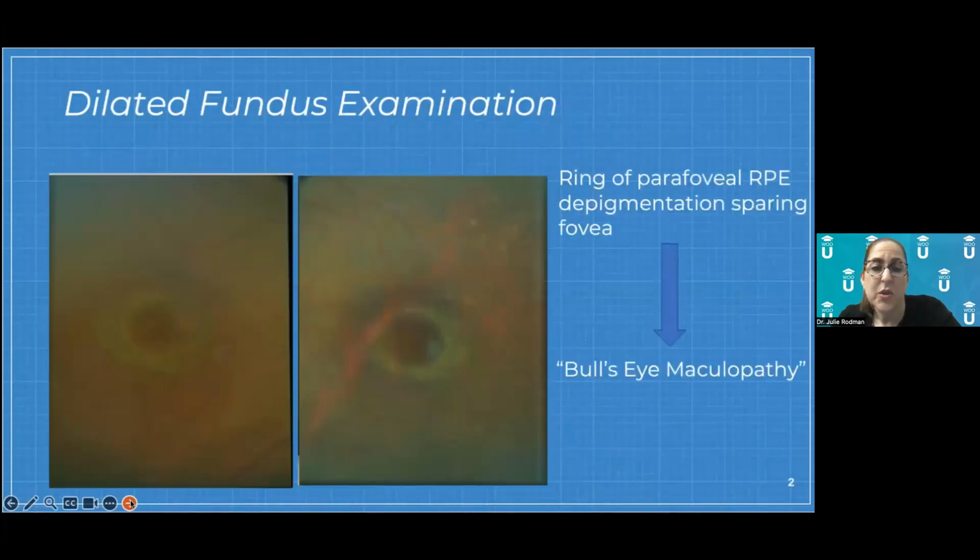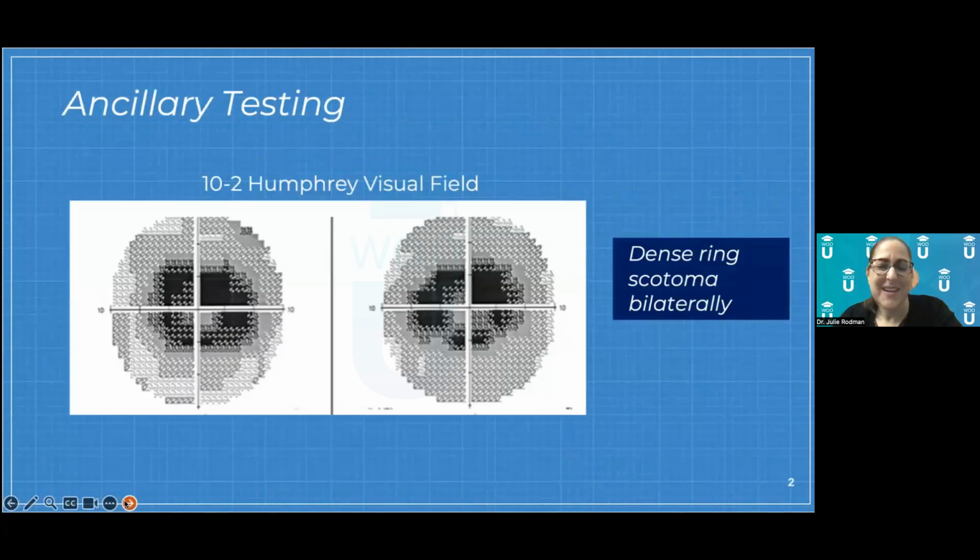So I want to show you this patient that I presented. This was the patient that I told you about at the beginning of this case. You can see it's a Bullseye maculopathy. You can see the area of parafoveal depigmentation, which is the area where that hydroxychloroquine or Plaquenil bound to the RPE and kind of ate away at it. And we're going to get to the OCT in just a minute.